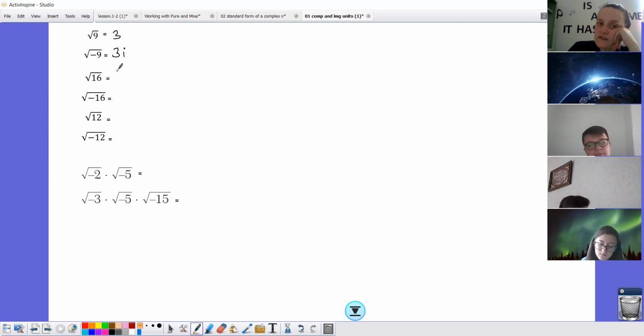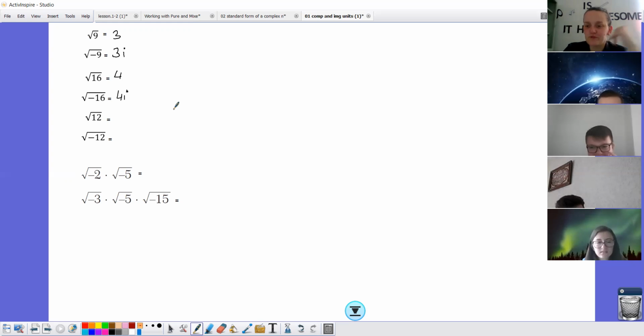Root of 16 is 4. Root of minus 16 is 4i. And here, root of 12? 3.4. Alexander directly gives it like a calculator, 3.4. If you don't have a calculator, Alexander, what will you find? What can you do with 12? I can write 4 times 3. So it will be 2 root of 3.